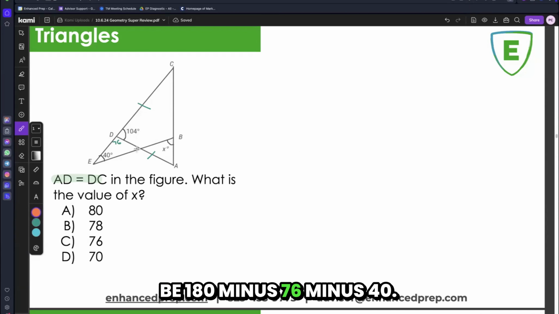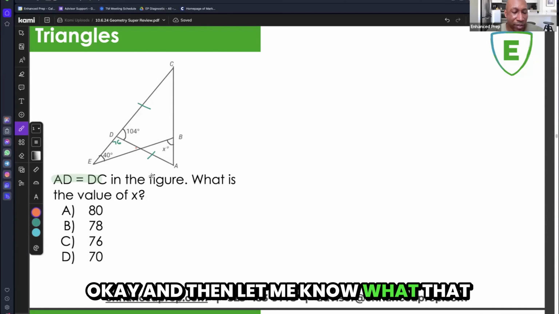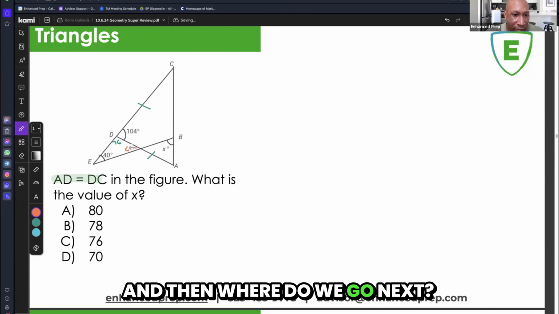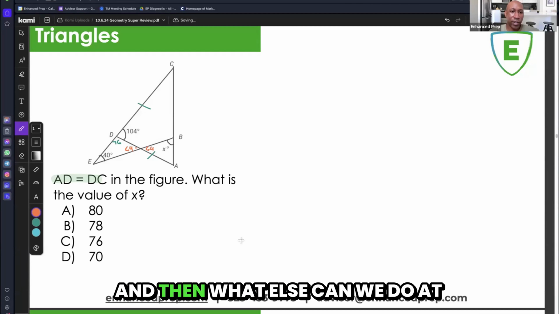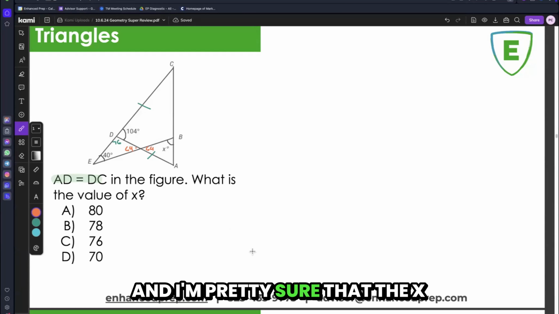It'll be 180 minus 76 minus 40. Okay. And then let me know what that one's going to be. 64. And then where do we go next? Do the other 64 from the other triangle. Awesome. And then what else can we do at this point? I'm pretty sure that the x degree is 76 as well.